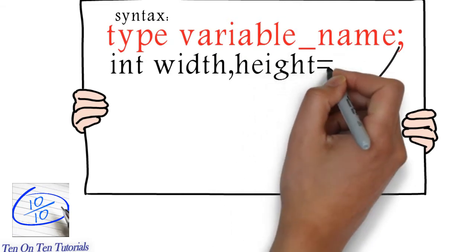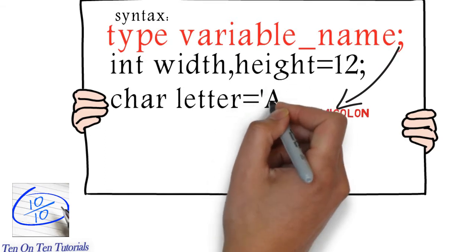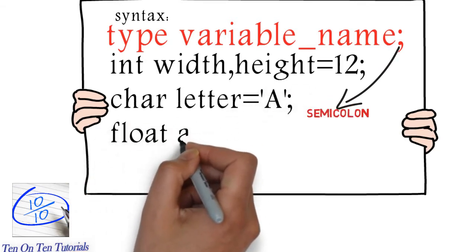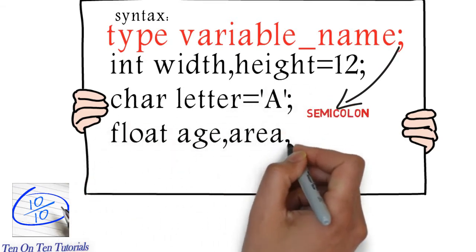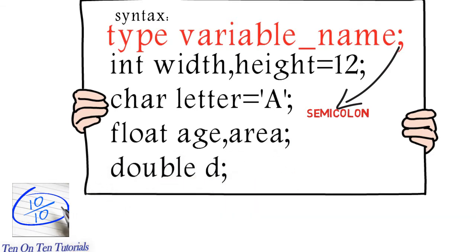Here, we have 4 data types with their corresponding variables. That is, width and height are variables of type int. Letter is a variable of type character. Weight and area are variables of type float. And finally, d is a variable of type double. Here, variables like height and letter are being initialized at the time of declaration. Initialization of a variable means assigning values to the variable of their respective types.